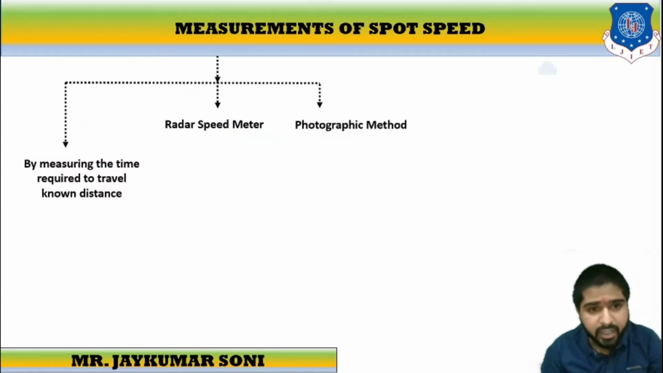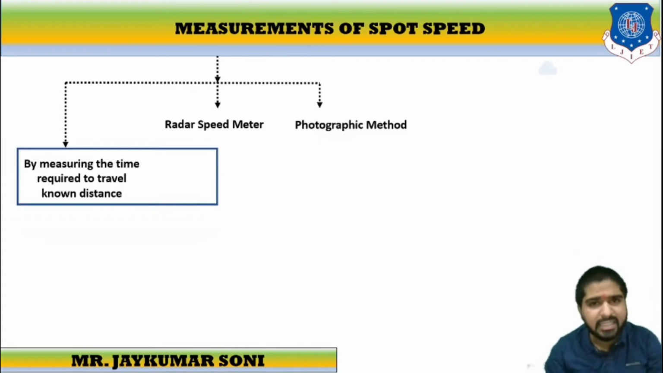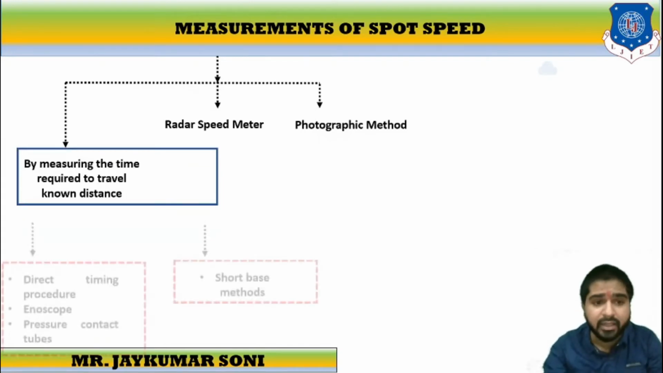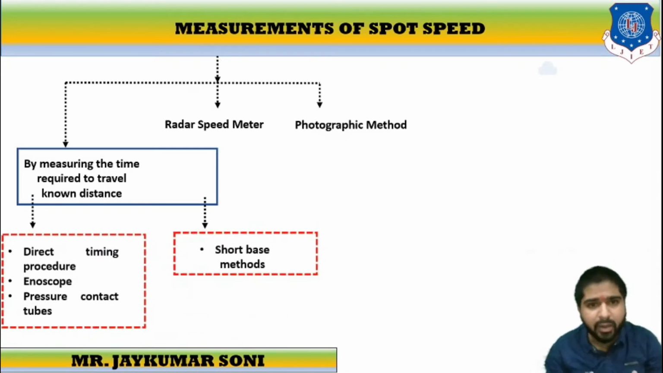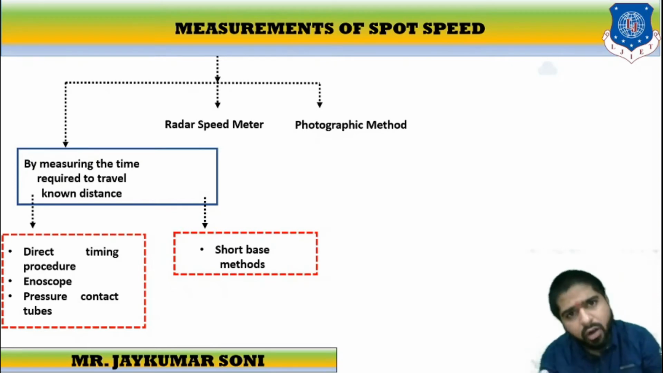This can be measured by measuring the time required to travel the distance, with the help of radar speed meter and photographic method also. Means there are three methods, out of which we will learn about two methods. Let us discuss about the first, that is the measuring of time required to travel the distance. It is done by two methods. First is known as the long base method, and second is known as short base method.